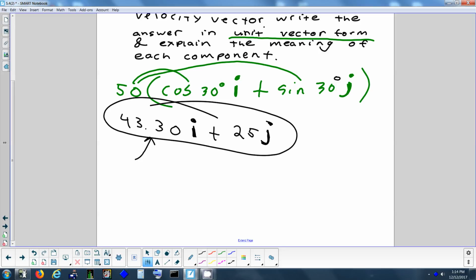What is the first component of the vector? It's the horizontal. So what is that 43.3? It's the speed in the horizontal.